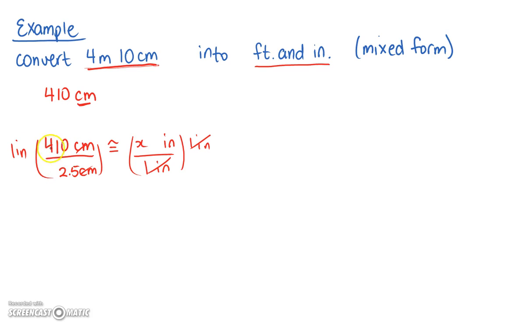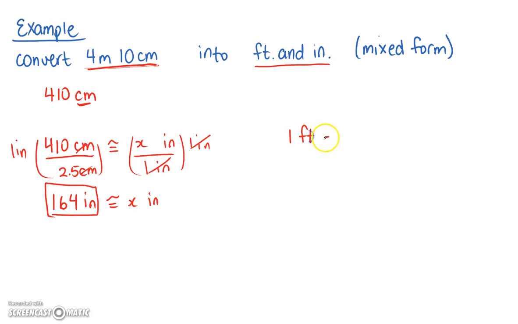So all we have to do is calculate 410 divided by 2.5 to get an approximate value in terms of inches. In this case, 410 divided by 2.5 is 164 inches. So that's our x value. Now 164 inches is great in terms of just inches, but now I want to convert it in terms of feet and inches. So we have to go back to the idea of how inches and feet are related.